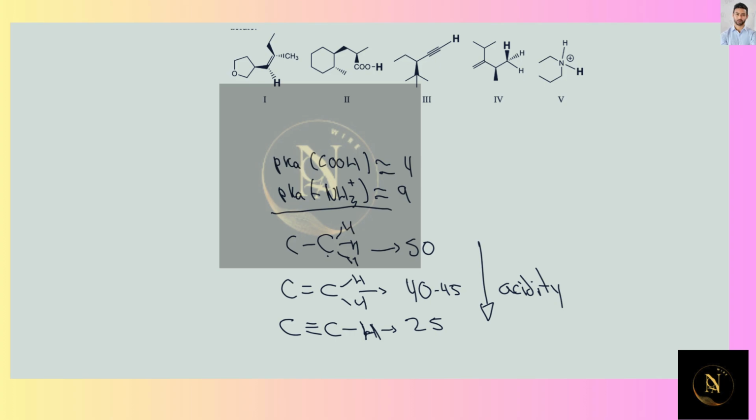So with this, the ranking would be, first of all, we're going to have our carboxylic acid. Next up, we're going to have our amine group. Next, we will have an sp3 carbon, sp2, and finally sp. So from most to least, the order would be 2 larger than 5, larger than 4, larger than 1, larger than 3.